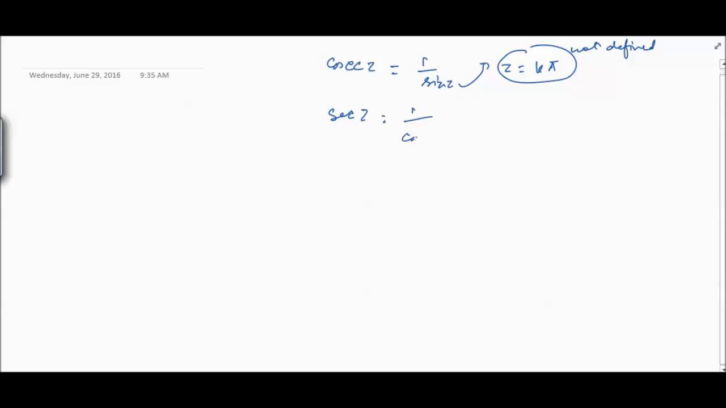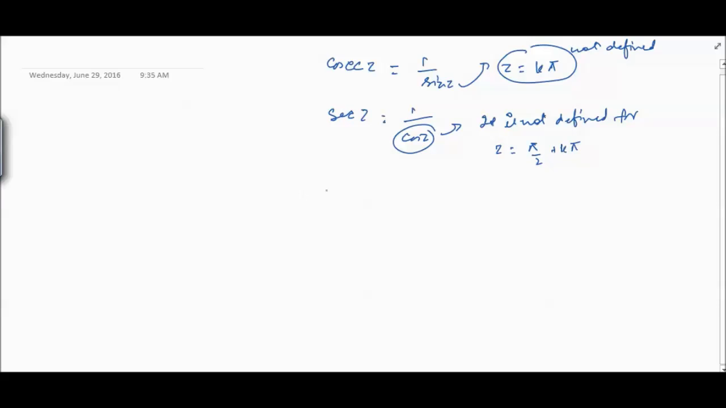You can note that cosecant of z, which is 1 upon sin z, is not defined when z is equal to k pi, because we just saw that k pi is a zero of sin z. And similarly we have secant of z, that is 1 upon cos of z, which is not defined for z equal to pi by 2 plus k pi, right?